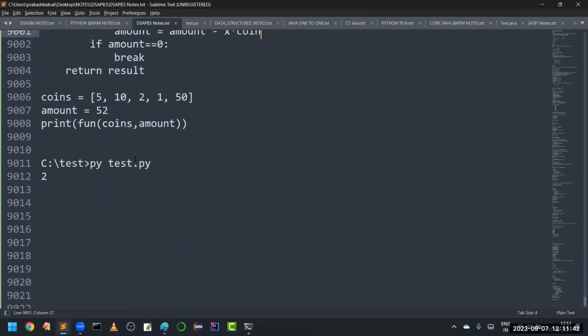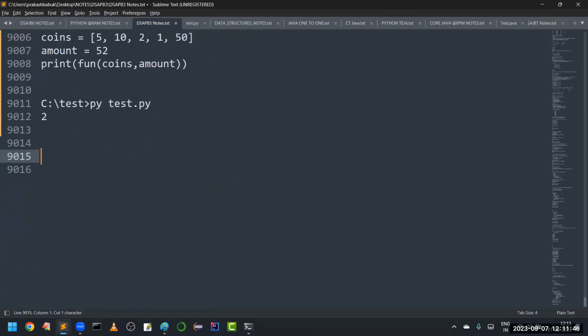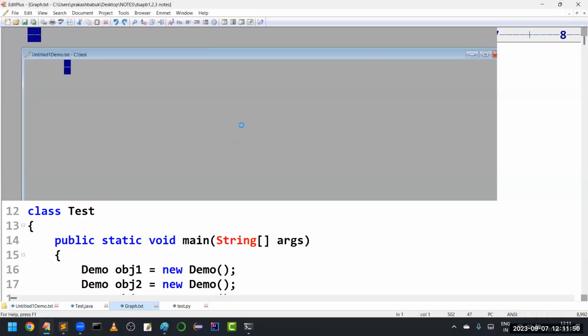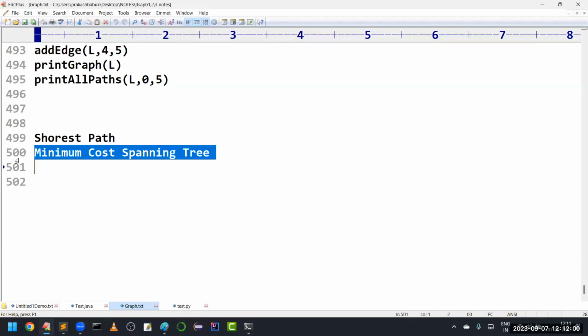So with this, I'm going to stop. Almost every concept I covered. And in the graph data structure, I left 2 concepts, sir. So for that, I will prepare the videos and share them. Only 2 topics are there, shortest path and minimum cost spanning tree.